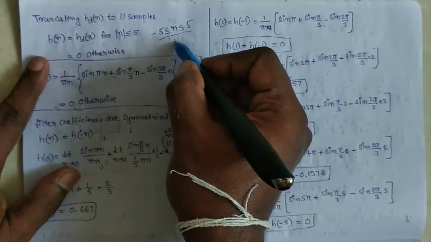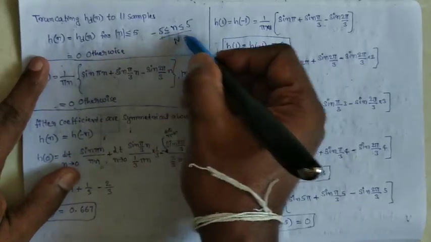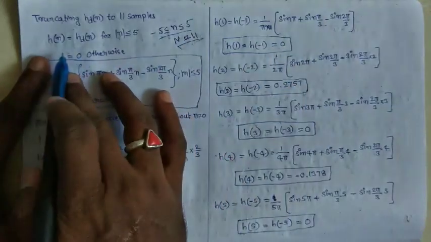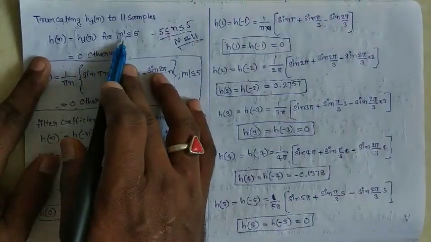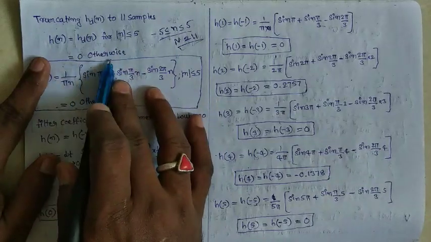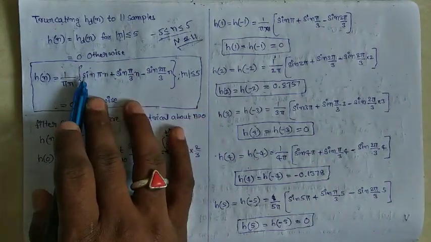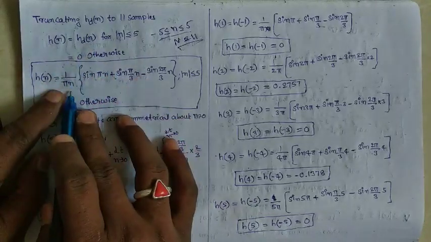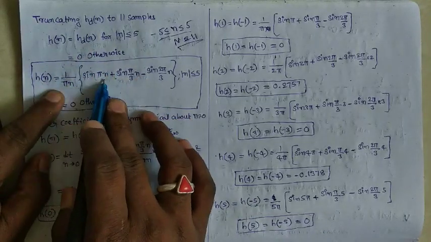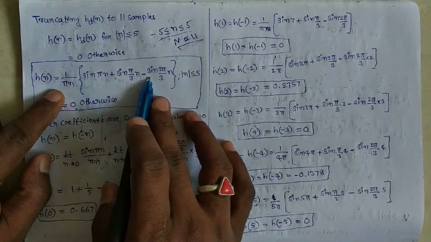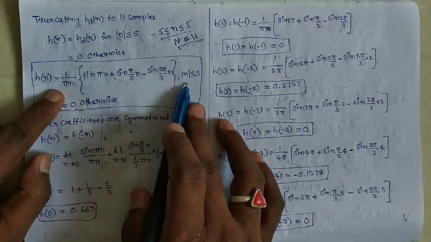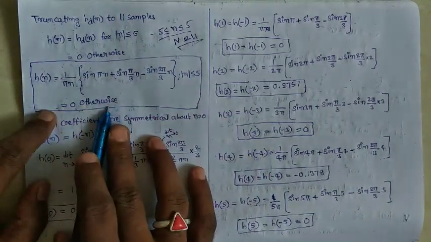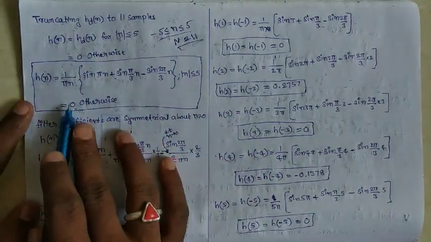This means capital N samples, capital N value is 11. Here h of n is equal to hd of n for mod n less than or equal to 5, and equal to 0 otherwise. Here h of n is equal to, hd of n is 1 by pi n, sin pi n plus sin 5 by 3 n minus sin 2 pi by 3 n, for mod n less than or equal to 5, and equal to 0 otherwise. Here this is our second step.